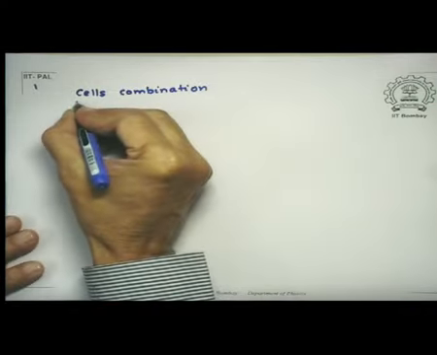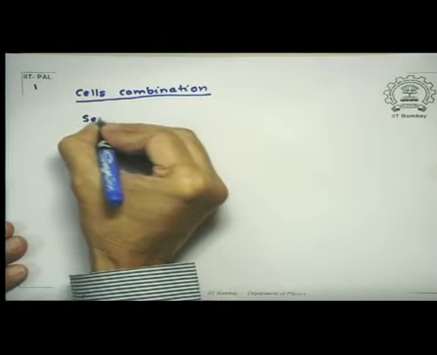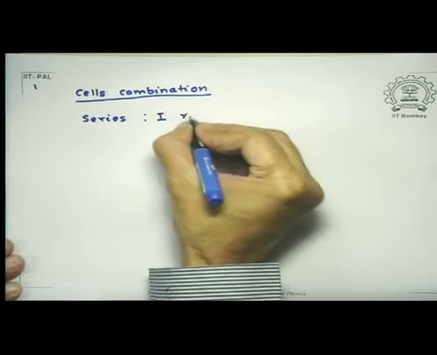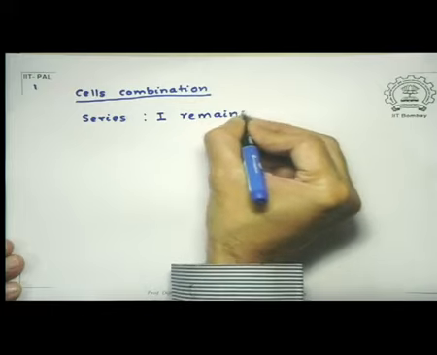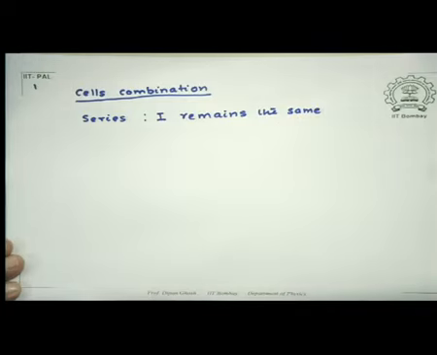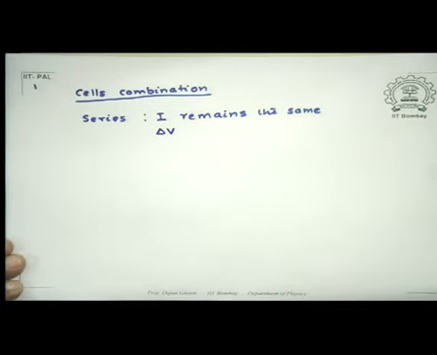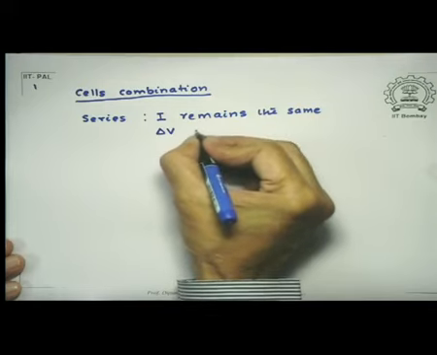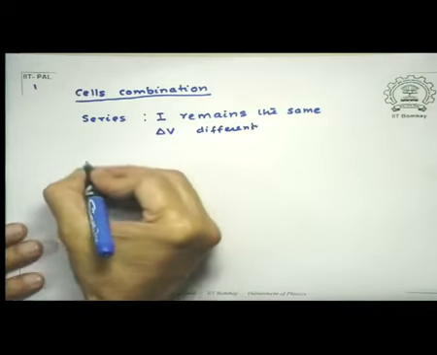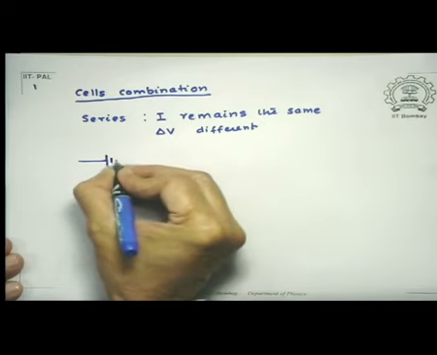We discussed the series combination last time, but let me quickly review this. So in series combination, as is common, the I remains the same. And the delta V, that is the voltage across, differs. So basically the circuit is very similar to the way you define a resistance series combination.